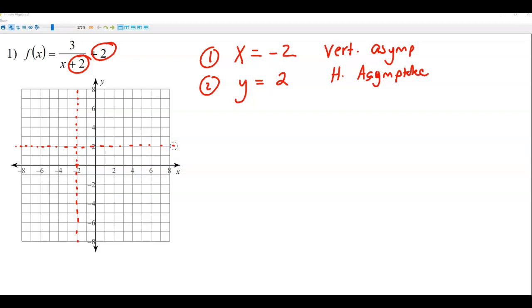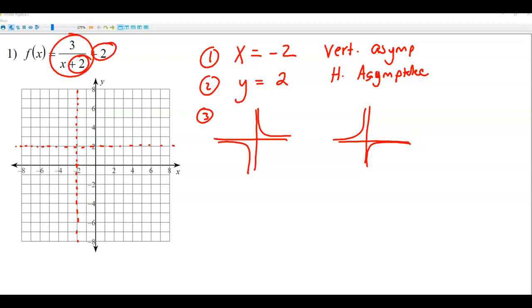Okay. Step 3, we have to decide which of these curves we're going to use. Is it going to be this one? Or is it going to be this one? And it has to do with whether or not our fraction has a negative in front of it. We have no negative in the front, right? So for this one, we're going to use this. So my graph then, my final answer would look like this.